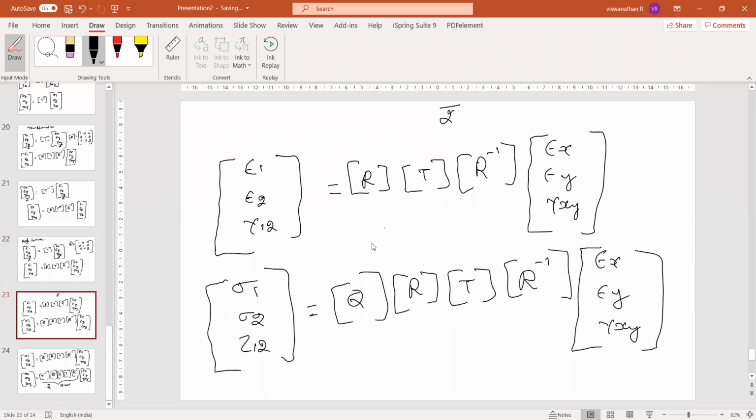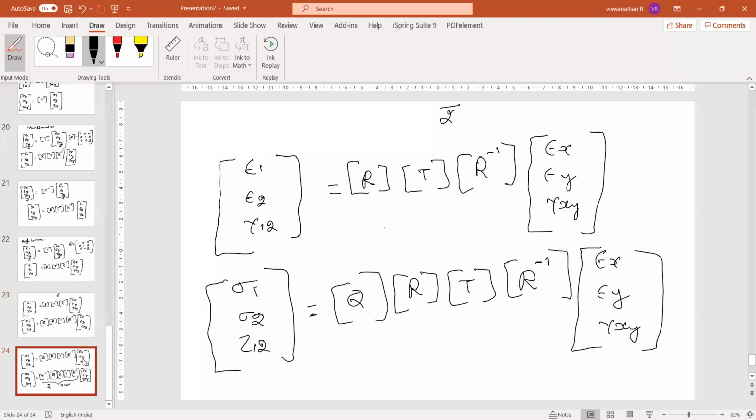And then what did we do? Instead of local strains, we wanted local stresses here. So what is the relation? It's the reduced stiffness matrix. So use sigma 1, sigma 2, tau 1 2 instead of epsilon 1, epsilon 2, gamma 1 2, and write a Q here. And then R, T, R inverse, the whole thing, multiplied by Q.